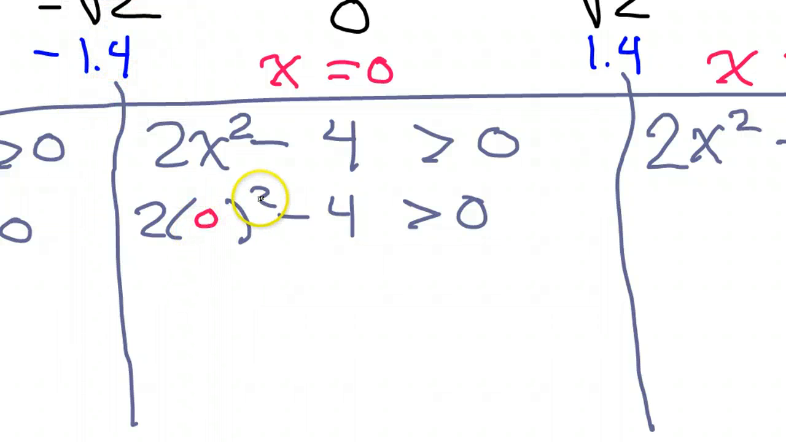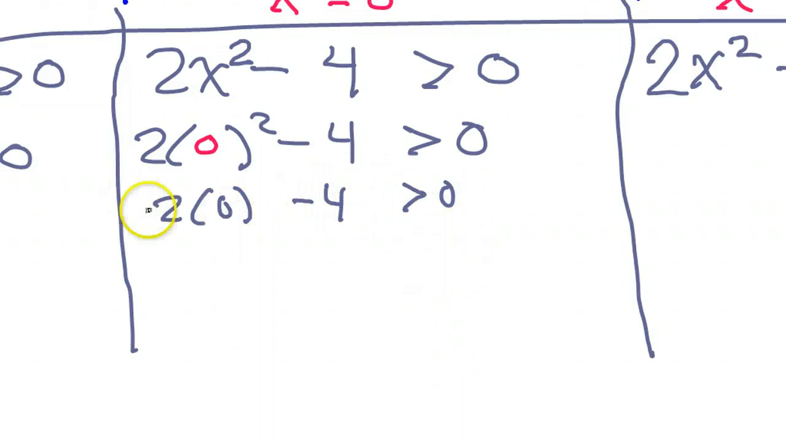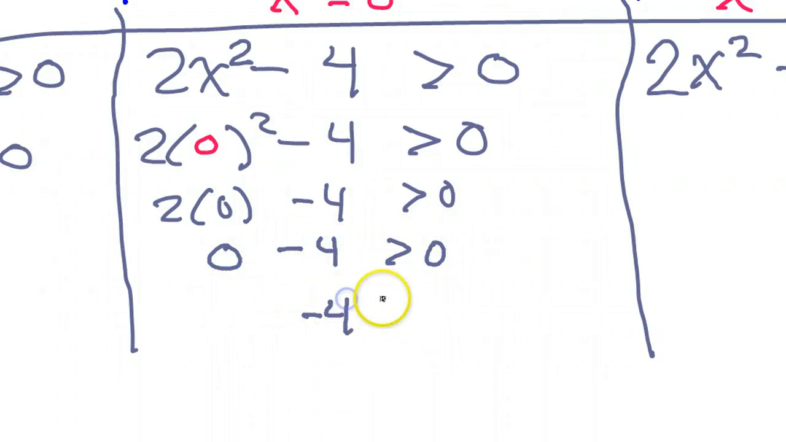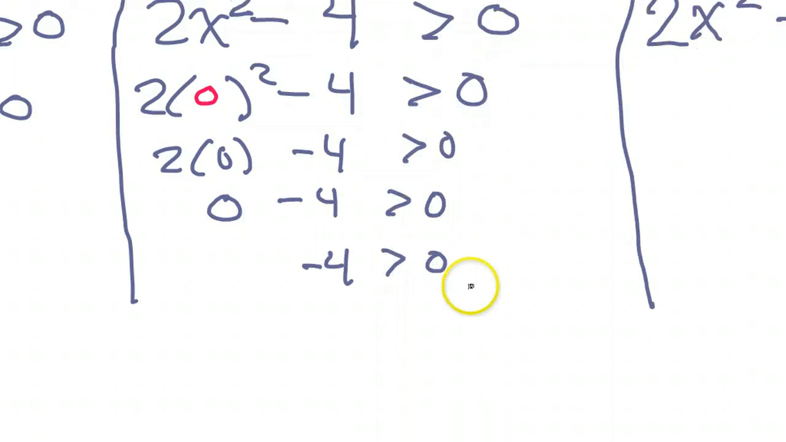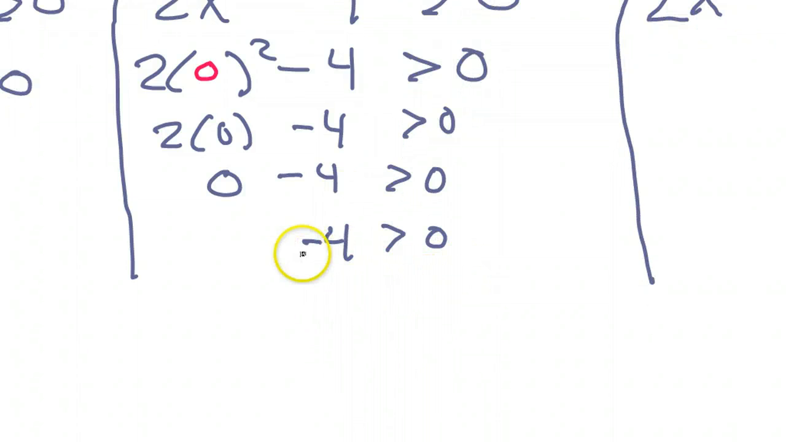Again, you have to square it first and then multiply by 2. I guess it doesn't matter in this case, but 0 squared is 0. So I've got 2 times 0 minus 4. 2 times 0 is 0, so I've got 0 minus 4, and so 0 minus 4 is just negative 4. And then you ask yourself, is this true? Is negative 4 greater than 0?